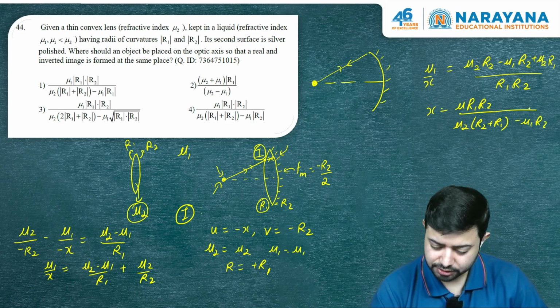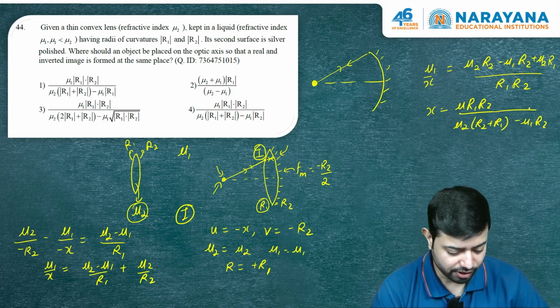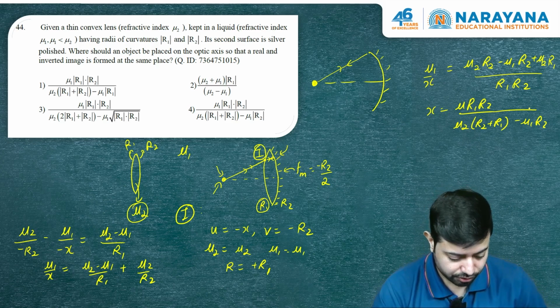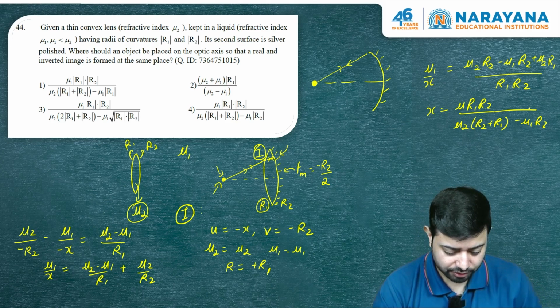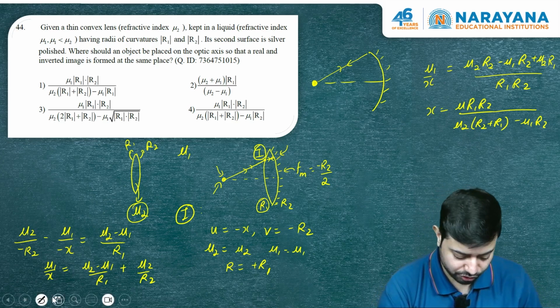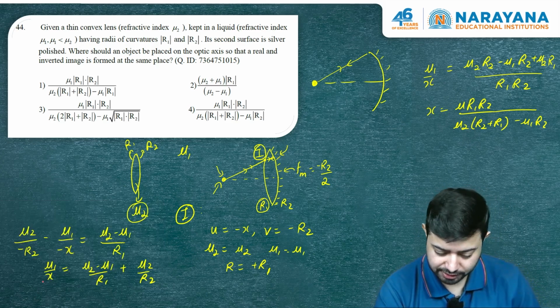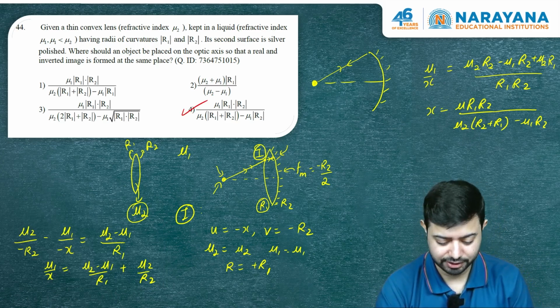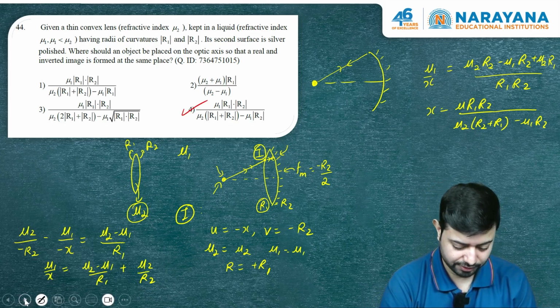Is it the A option, mu R1 R2 by mu 2 times R1 plus R2 minus mu 1 R1? No. Is it B? No. Is it the third option? No. What about the fourth option? Yes, I think it is matching, right. Therefore, which option is correct? The fourth option is absolutely correct, okay. I hope it is clear, right.